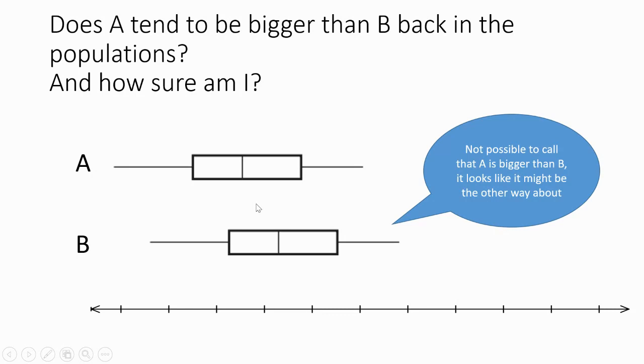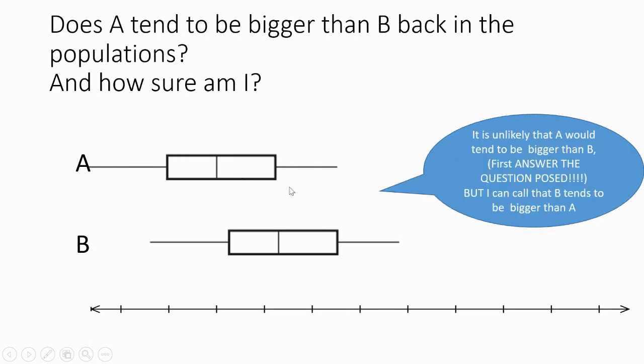And then you go through, can I make a call? Okay, in this case here, the medians are within the other one's box. So no, you can't make a call that A tends to be smaller than B, or B tends to be bigger than A, but you certainly have to refute that claim first.